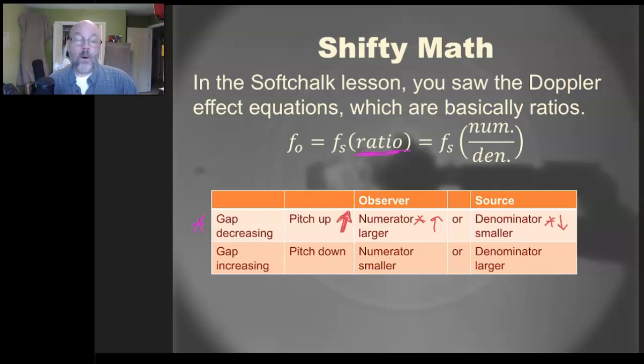But when the gap is trying to increase, then we know that the pitch needs to go down. We need a ratio that's less than 1. The way we get the ratio to go down is we decrease the numerator or we increase the denominator, or both. We could do both like that. So I'm going to do some examples for you, and I'm going to show you how we put this to work. Again, we need the ratio to go up or to go down, and we've got multiple ways we can get that to happen.